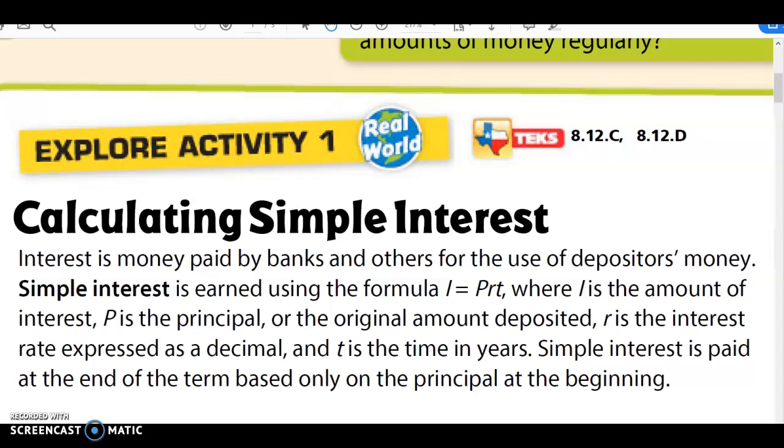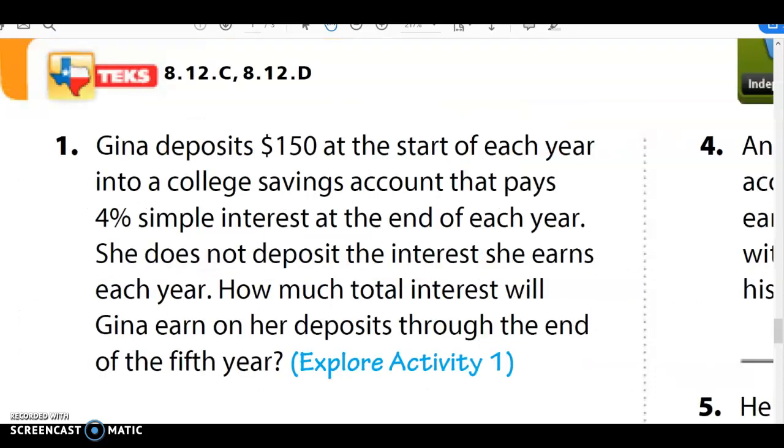Now, your time is always going to be in whole years. Okay, so if I'm trying to calculate interest for part of a year, say 3 months, I'm going to multiply that by 0.25. If I'm doing it for 3 years, I would multiply it by 3. So what I'm going to do right now is switch over to another example to show you how to calculate it. The example that we're going to be looking at today is about Gina.